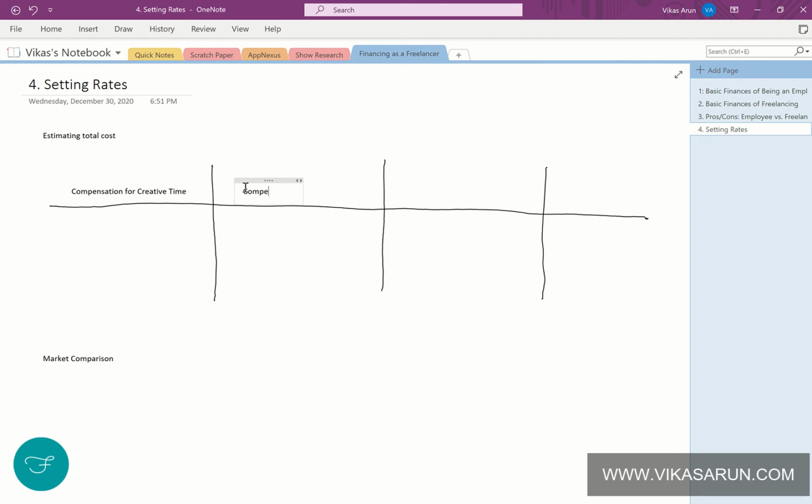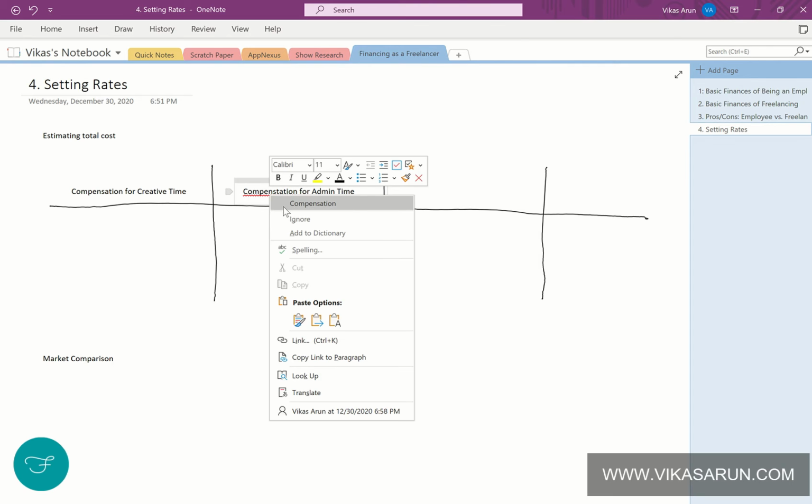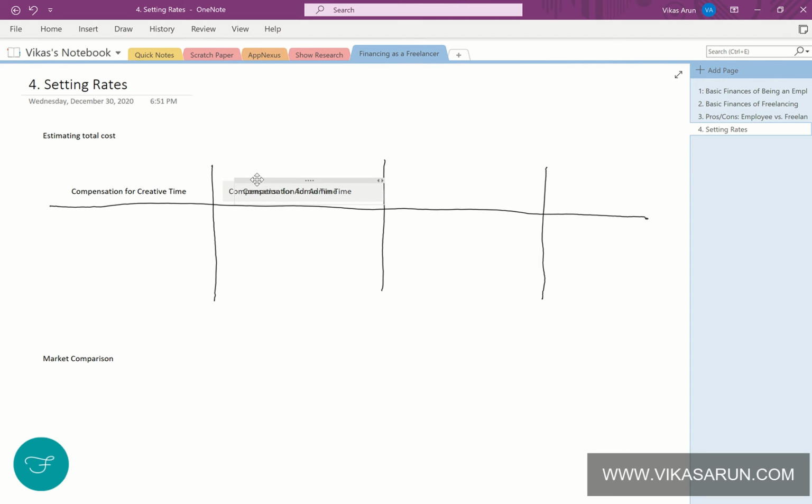Then we'll say compensation for admin time. So this is admin time specific to each client, right? For each time I choreograph a piece, approximately how much administrative time do I spend talking with the studio owner, nailing down an agreement, or giving them an invoice, all that sort of stuff. If you're a writer, how much time do you spend negotiating an agreement with each of your clients, following up on invoices, making sure contracts are signed on time, and so on and so forth.